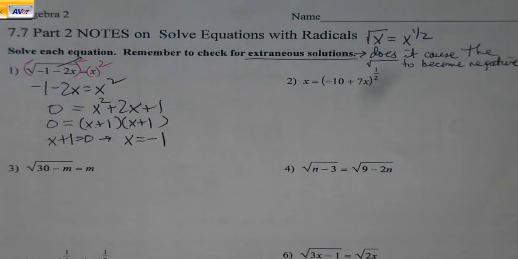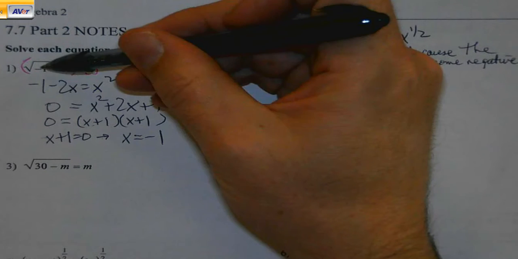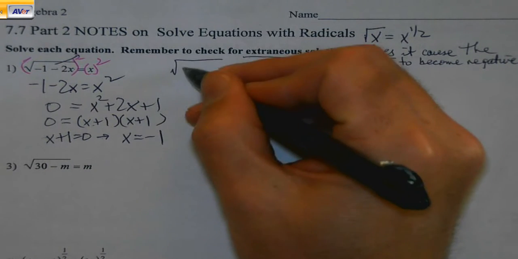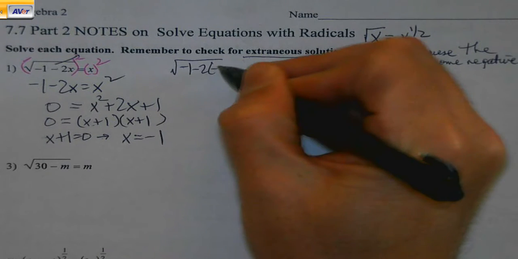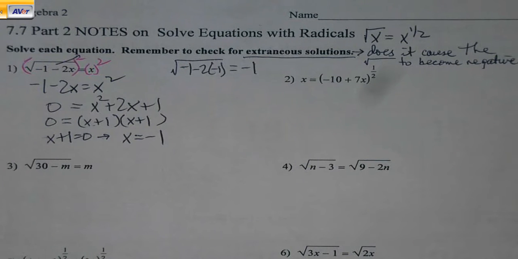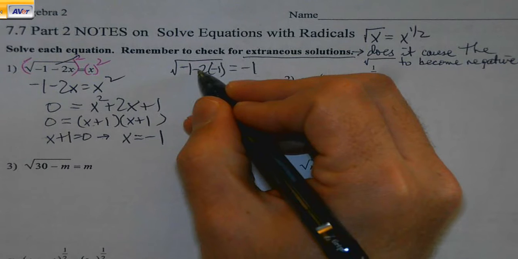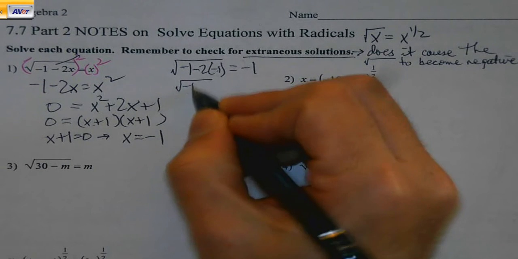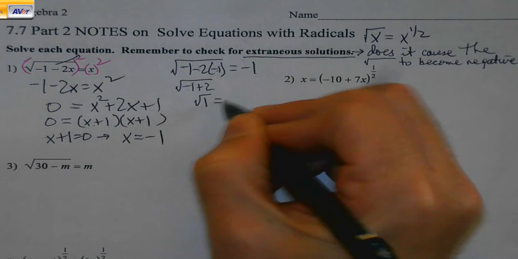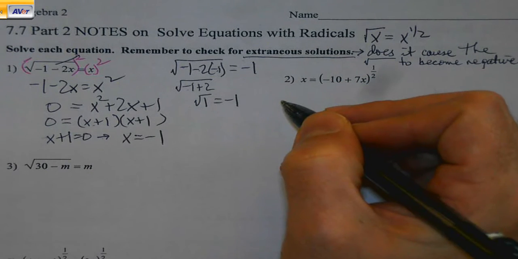What if I plug it back in? So -1 minus 2 times -1. Okay, let's see here. So -1 minus 2 times -1 equals -1. Now, personally, I already see a problem, but you may not. So let's keep rolling here for a minute. So negative times negative is positive. -1 plus 2 is the square root of 1. Does the square root of 1 equal -1?